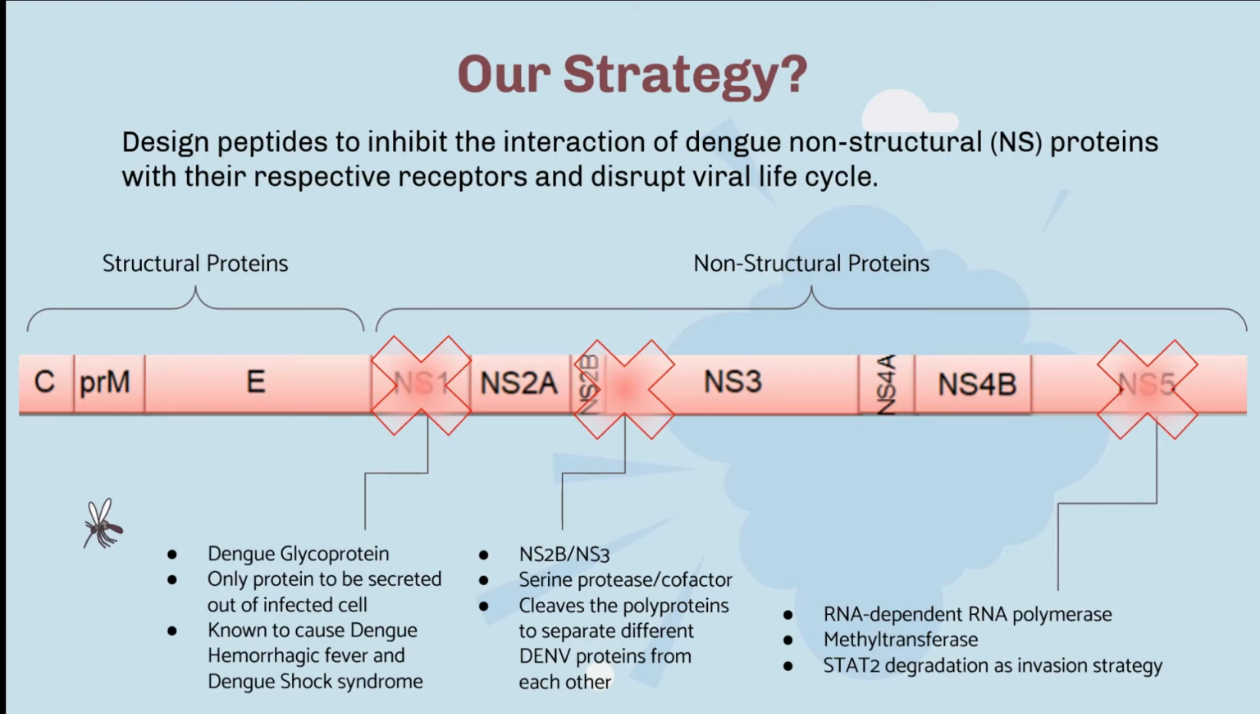NS1 is a glycoprotein and the only protein to be secreted out of the infected cell. This protein is known to cause dengue hemorrhagic fever and dengue shock syndrome. NS2B-NS3, on the other hand, is a serine protease cofactor that cleaves polyproteins to separate different dengue proteins. Finally, NS5, the largest protein with an RNA-dependent RNA polymerase and a methyltransferase domain, is essential for viral replication and primarily relies upon the human signal transducer and activator of transcription degradation to evade the host's immune response.